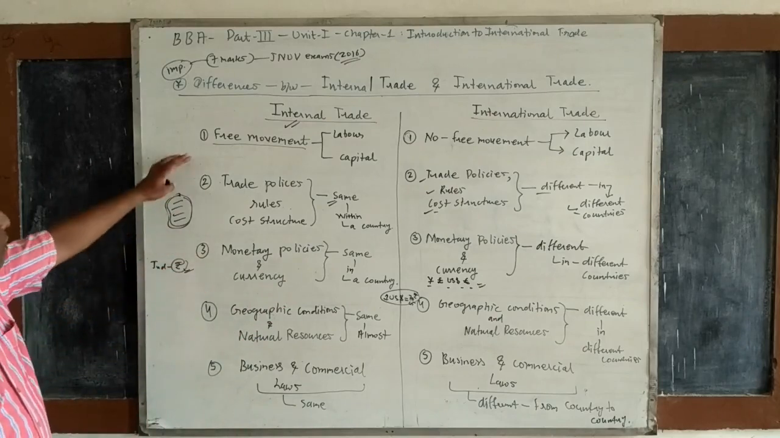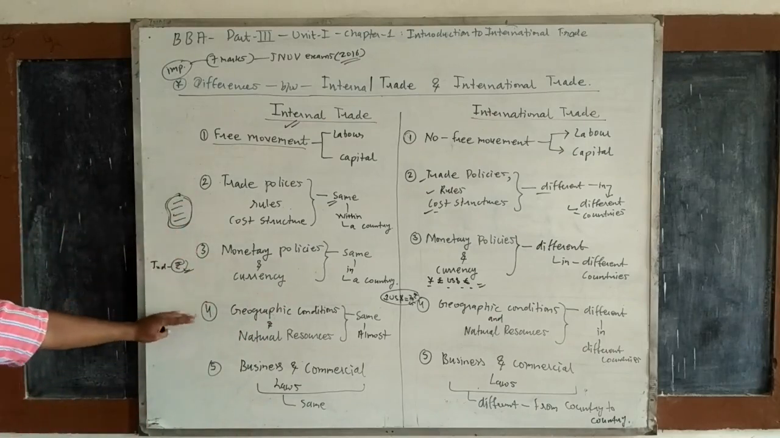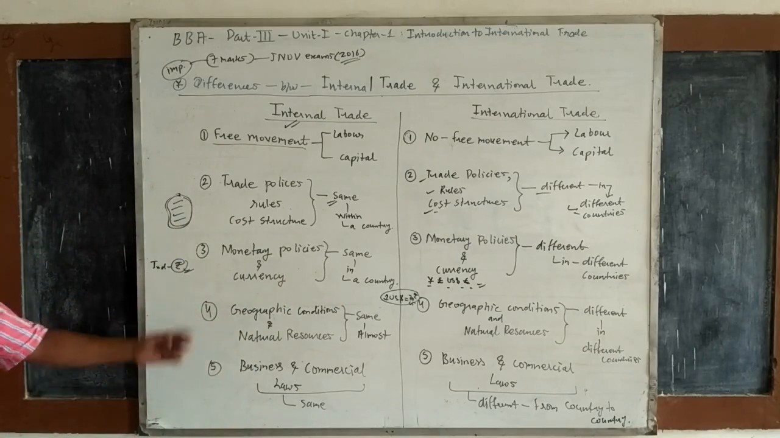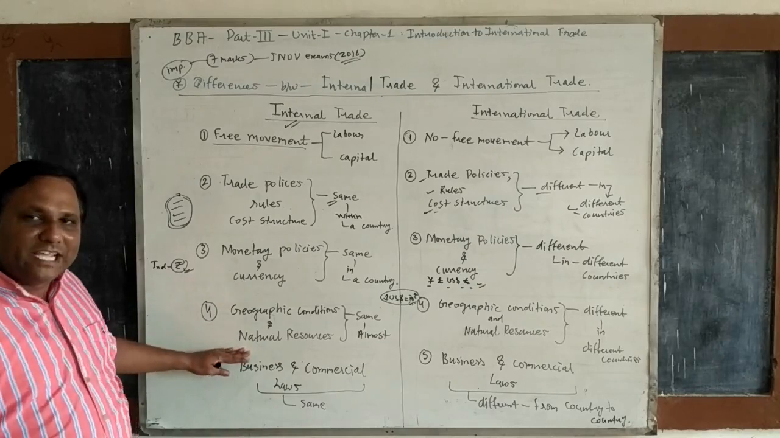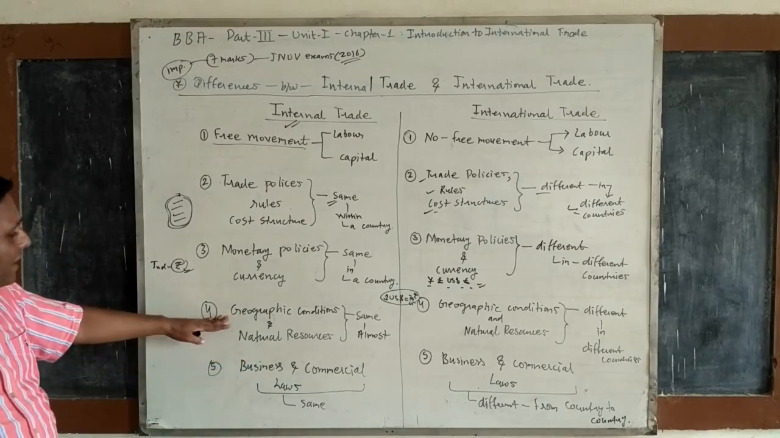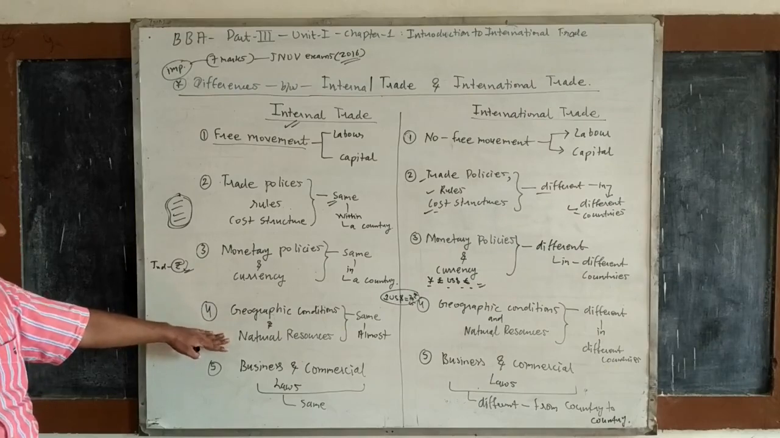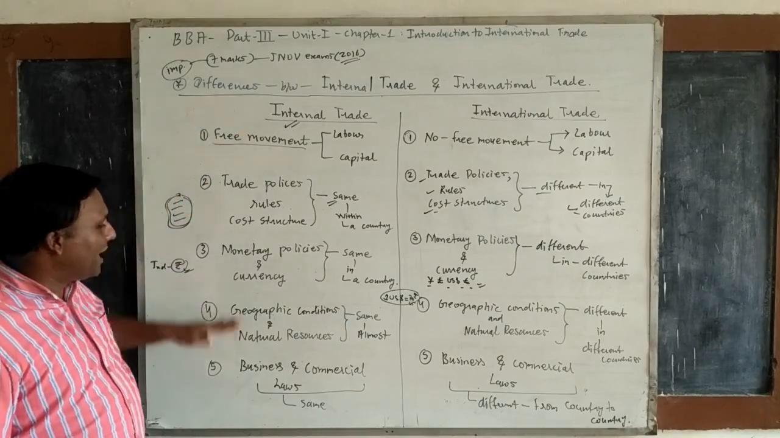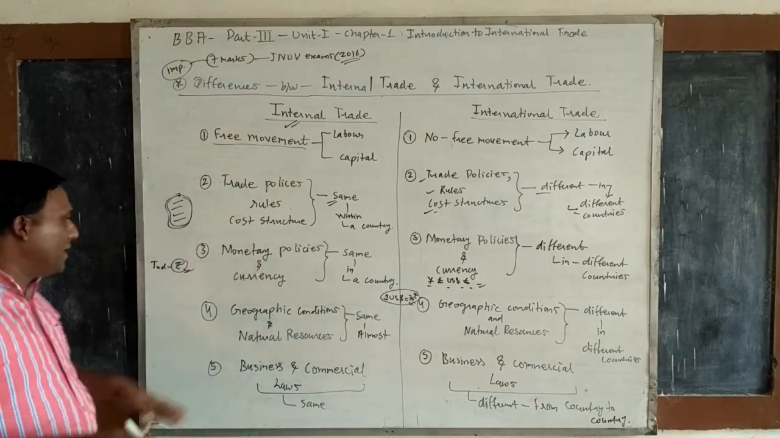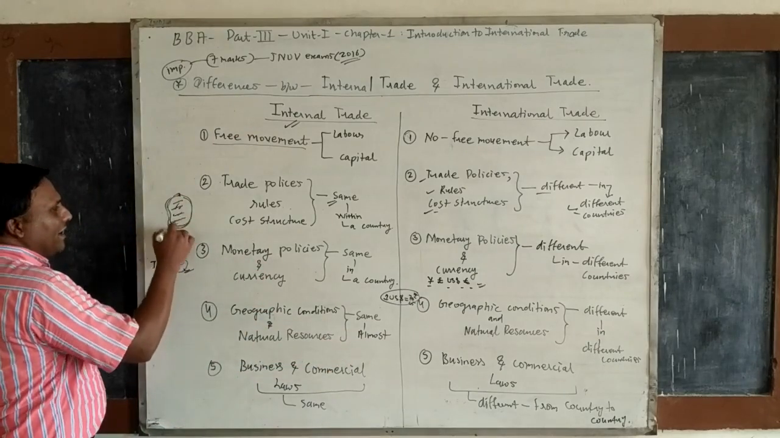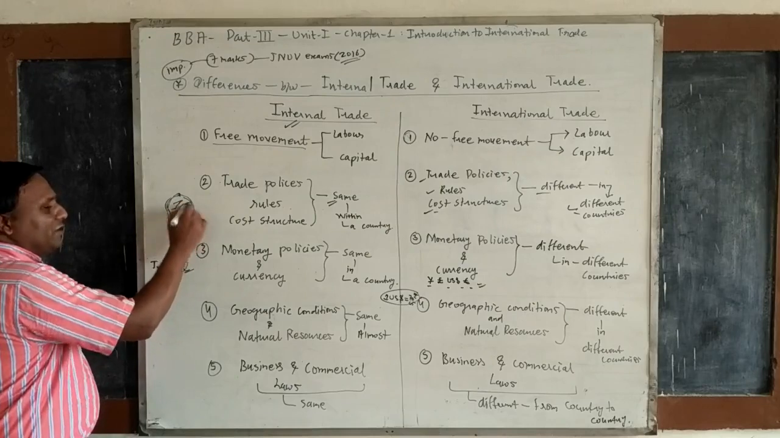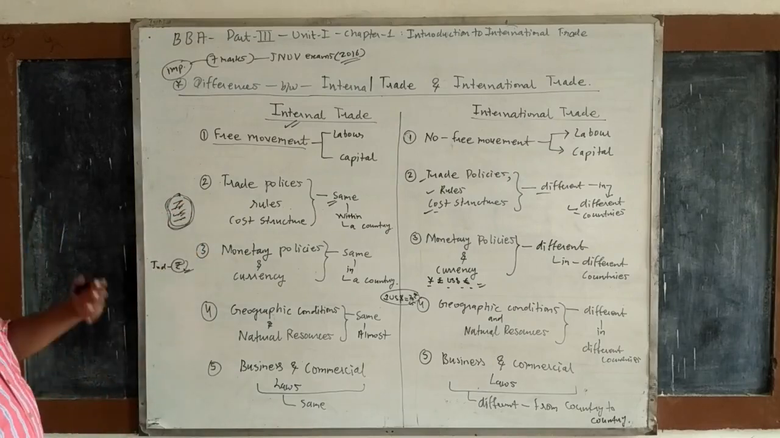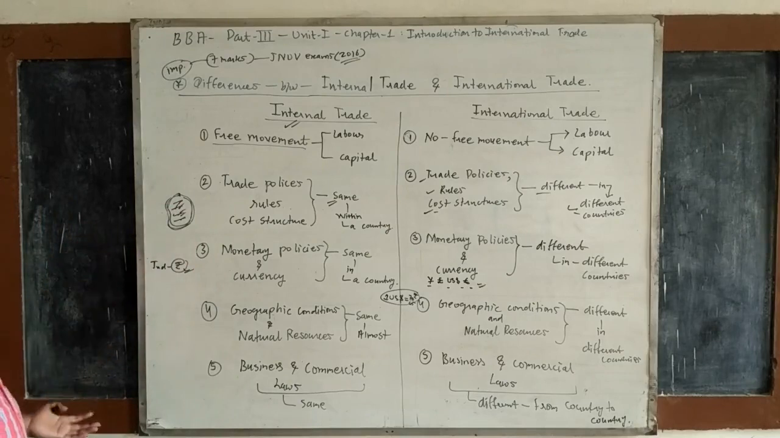So far we have done 1, 2, and 3. Let's move on to number 4, very simple: geographic conditions and natural resources. In case of internal trade, geographical conditions and natural resources are almost the same within the boundary of the country. Forest resources, so many kinds of natural resources and economic factors are almost the same.